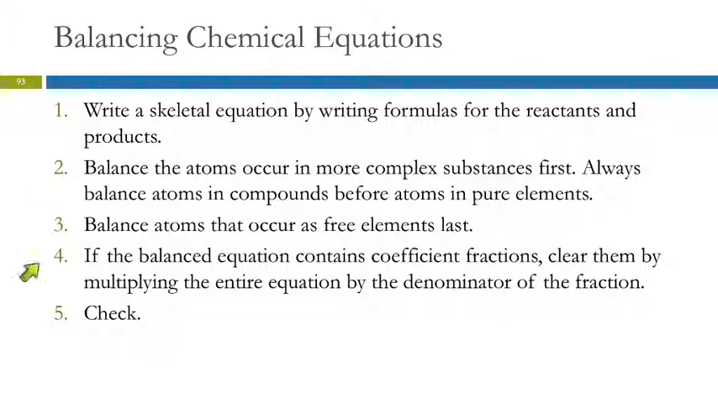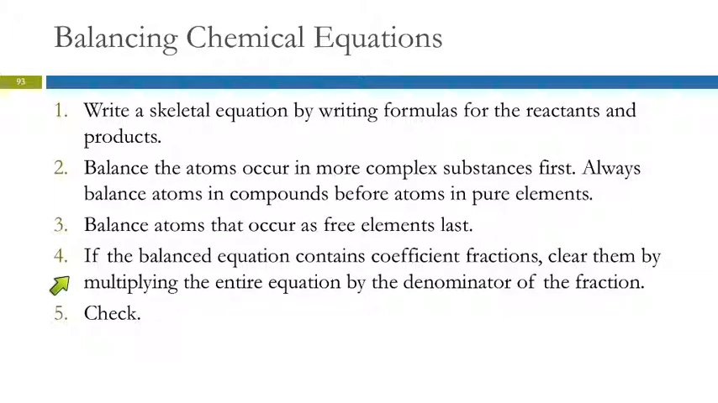So these are guidelines. Balance the atoms in more complex substances first. Always balance atoms in compounds before atoms in pure elements. You want to leave the atoms that occur as free elements last. The reason for that is you're going to be adjusting things, and if you've got something like O2 that you leave to the end, when you change the coefficient on that, you don't mess up anything else.